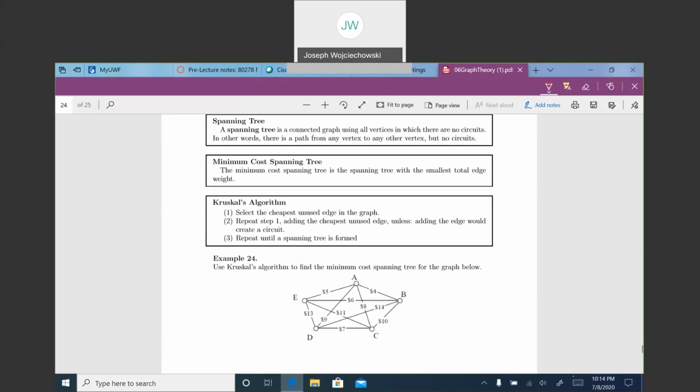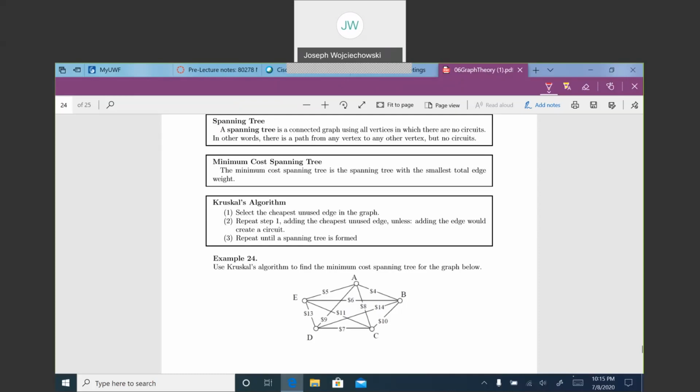So now we're going to talk about spanning tree. Spanning tree is a connected graph using all vertices in which there are no circuits. In other words, there is a path from any vertex to any other vertex, but no circuits. The minimum cost spanning tree is a spanning tree with the smallest total edge weight.